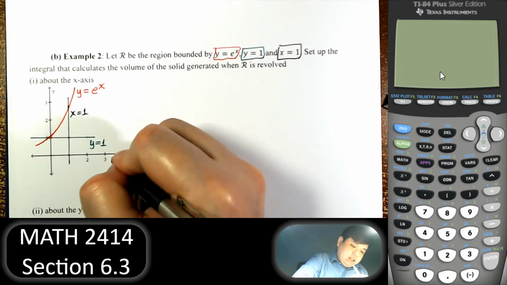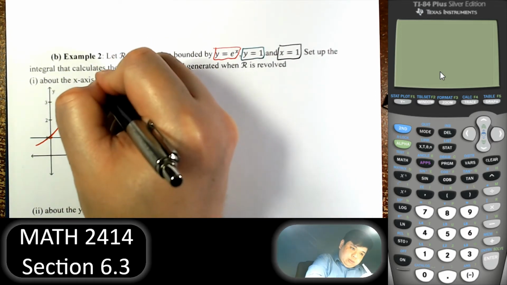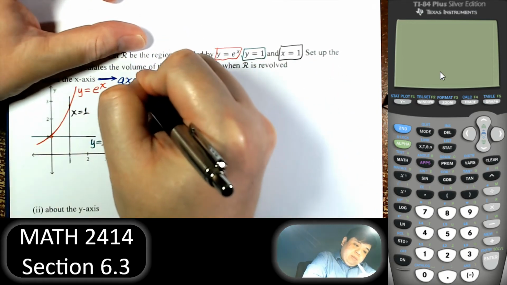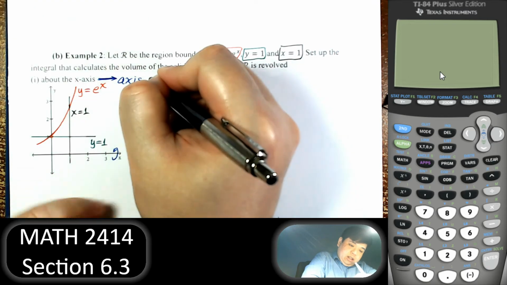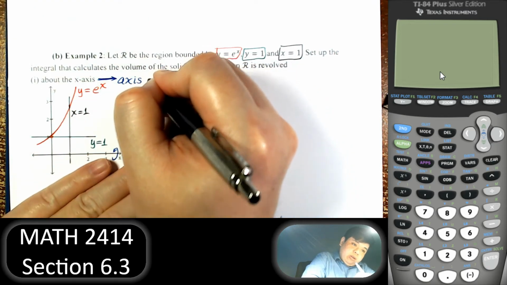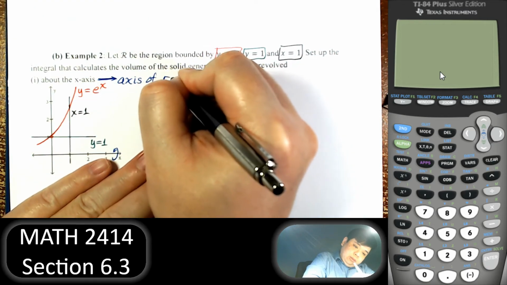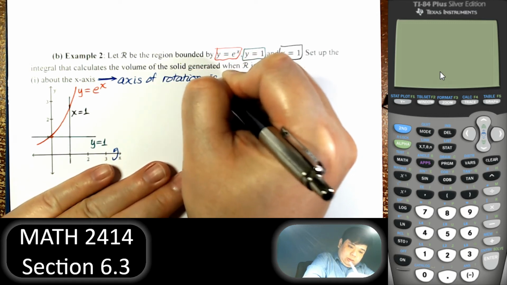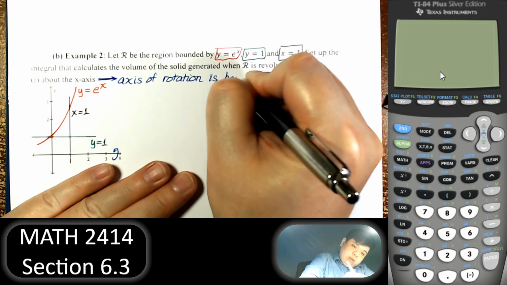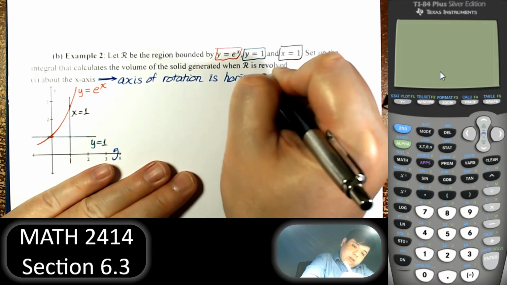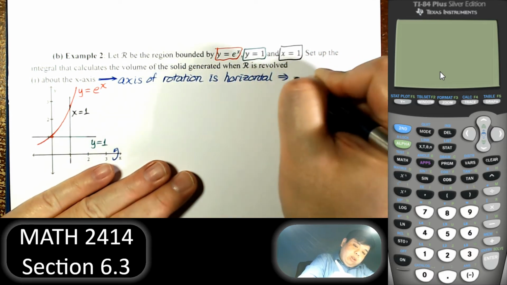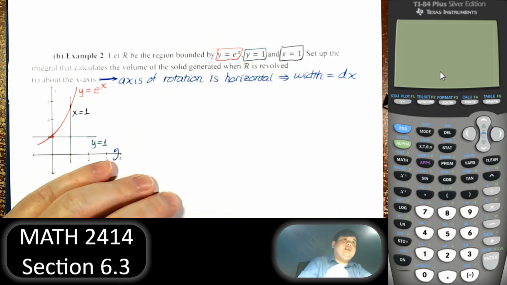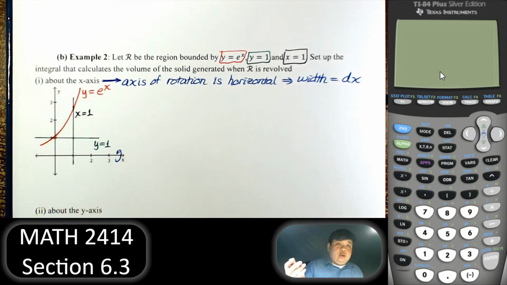Rotate about the x-axis. So the axis of rotation, if it is the x-axis, then it is horizontal. That means the width is going to be dx. So the volume is going to be in terms of dx.